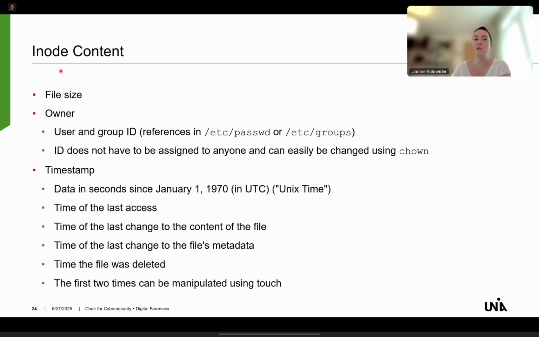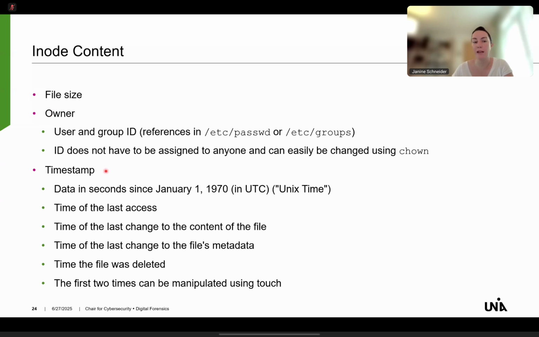Okay, what's the content of an inode? Usually we will find information like the file size in an inode or the owner of a file or directory. The owner can be a user and a group ID. And the ID doesn't have to be assigned to anyone and can easily be changed using chown. You should all know this command, I guess. Yeah, so we have file size, owner.